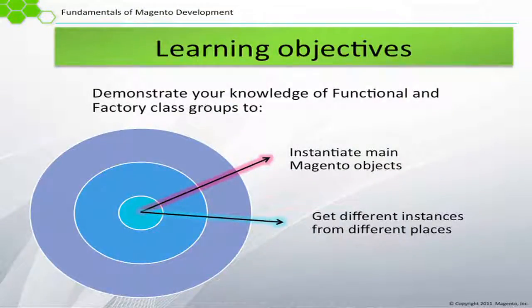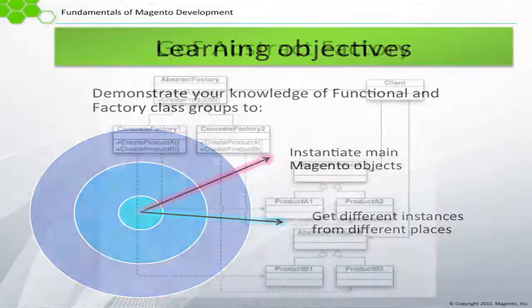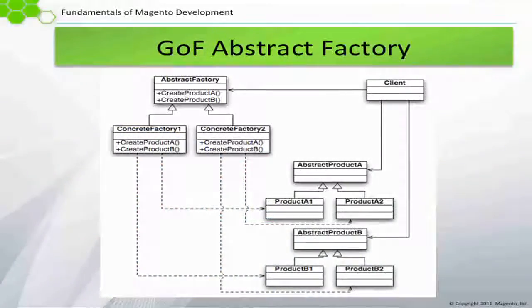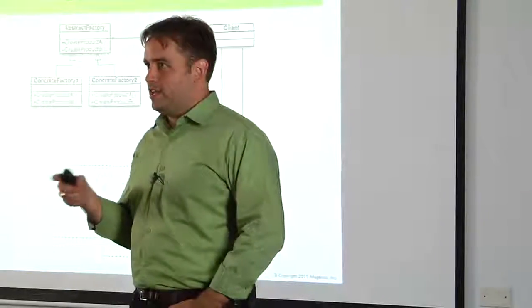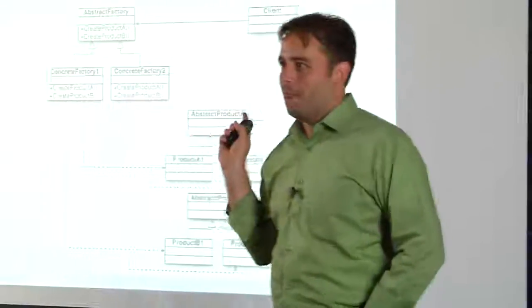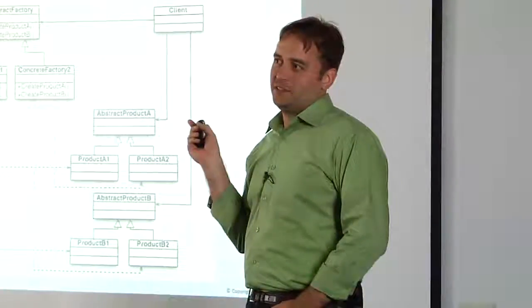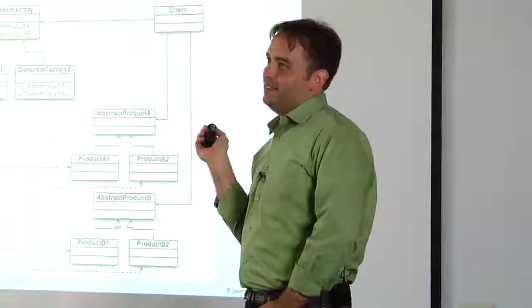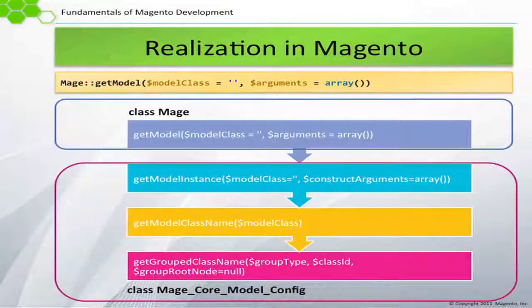So we're going to start to actually instantiate Magento objects, and we're going to grab different instances from different places. Quick reminder, Gang of Four. I can never remember their names, but yeah, four programming folk. They came up with this idea of having a class actually instantiate other classes. It's factory. That's what Magento does. Magento has a unique implementation of that. We'll touch on this.